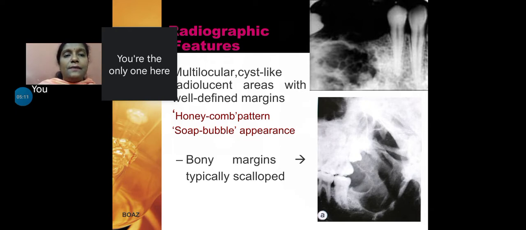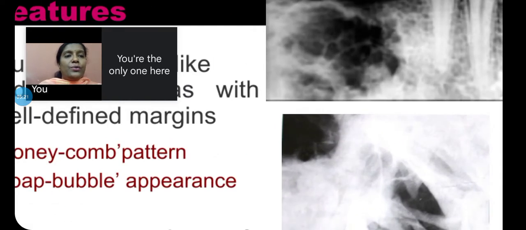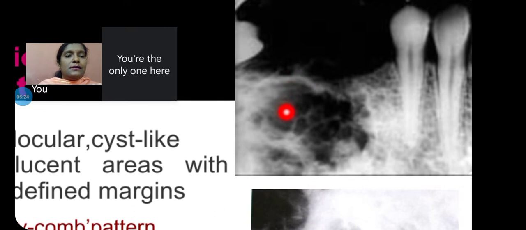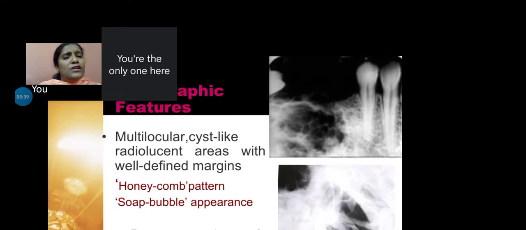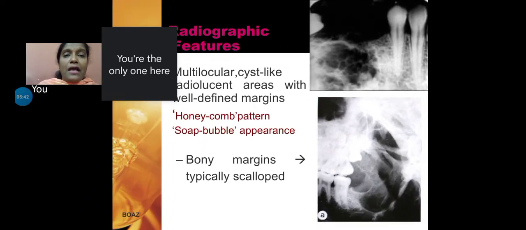Radiographic features. It tends to present itself as a multilocular cyst-like lesion. See, this was the classic or the conventional type I was talking about. If you can appreciate over here, look at this. Small areas. If you observe the honeycomb appearance, this is how it is. Soap bubble or honeycomb. When we mix up soap and allow the lather to form, numerous bubbles form, just like a honeycomb, hence the name honeycomb appearance or soap bubble appearance that comes in these multilocular lesions.